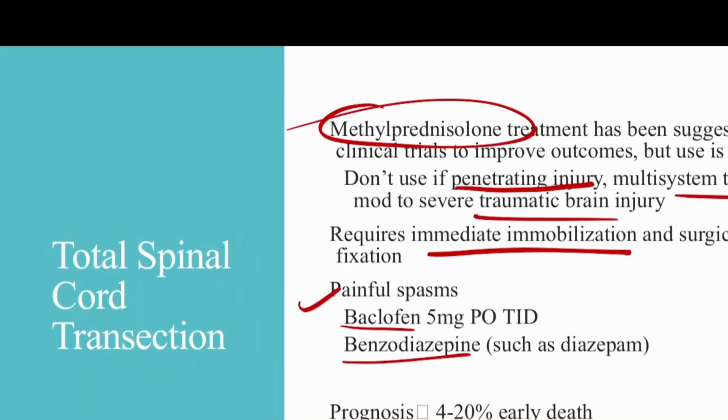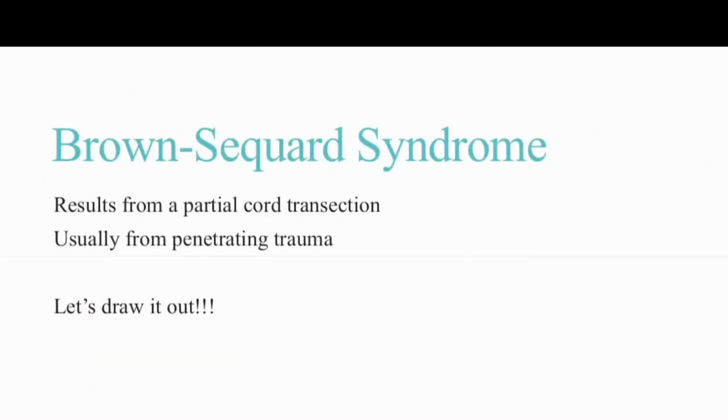So the age of the patient, the level of the spinal cord, where do they have their injury, neurological grade predicts survival. The higher that spinal cord transection, the worse the prognosis is. Brown-Séquard syndrome results from a partial cord transection, so also known as a hemisection.